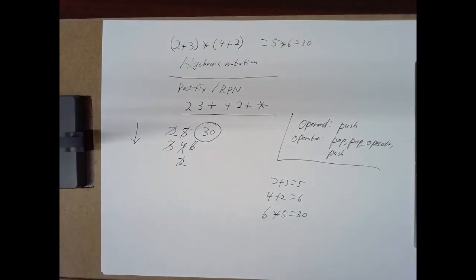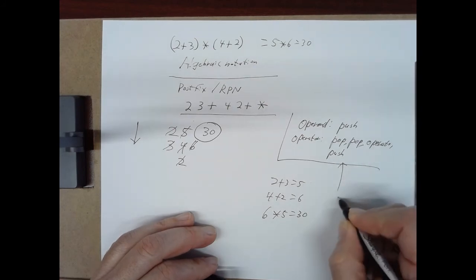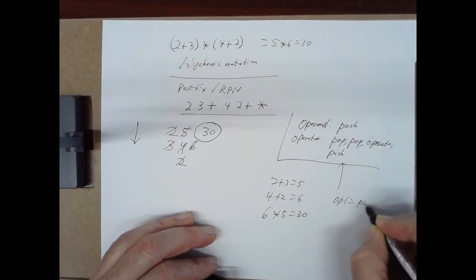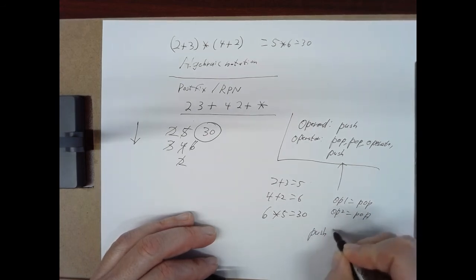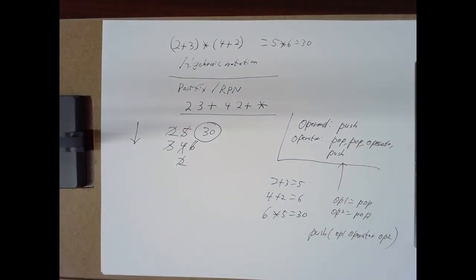So there's a plus after those two, but you already popped them off, right? So how does it know the value of those, since you delete them when you pop them? Well, you save them somewhere so that you can add them. So this would be something like, op1 equals pop, op2 equals pop, push op1 operator op2, or whatever. It's a level above pseudocode.